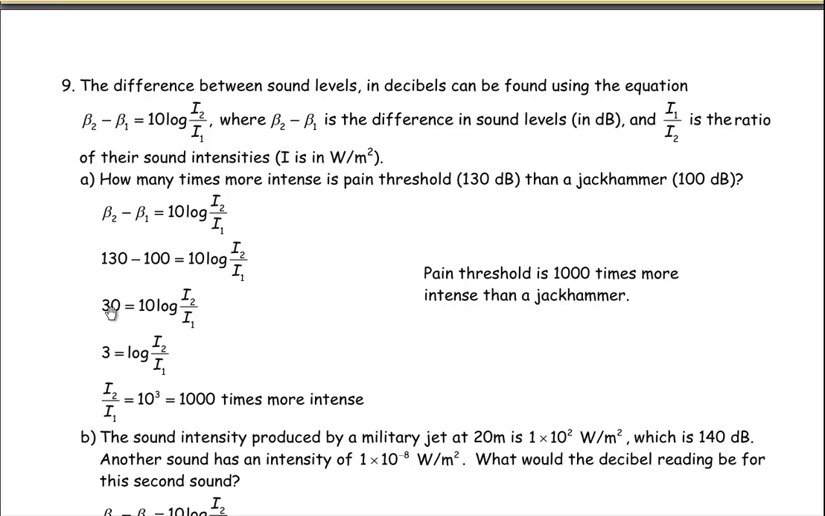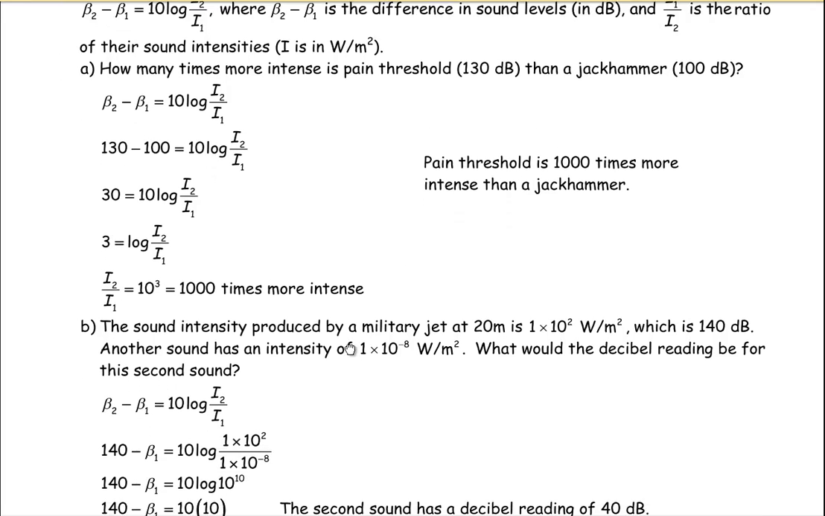So 130 minus 100 is 30. If we divide out the 10 here, that's why there's no number here, 30 divided by 10 is 3. Remember, the base of the logarithm, if you don't see a base, is 10. So 10 raised to the power of 3 would equal this ratio. So the ratio of intensities equals 10 cubed, which is 1,000. So the pain threshold is 1,000 times more intense a sound than a jackhammer.